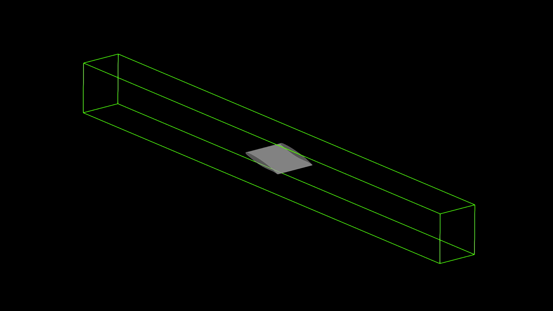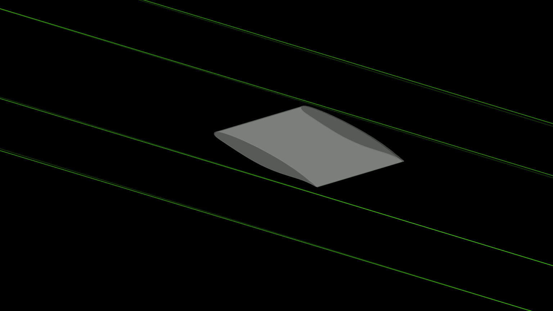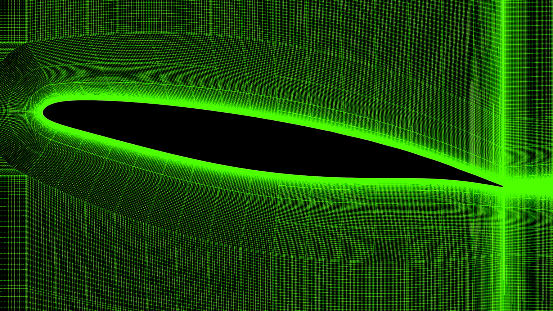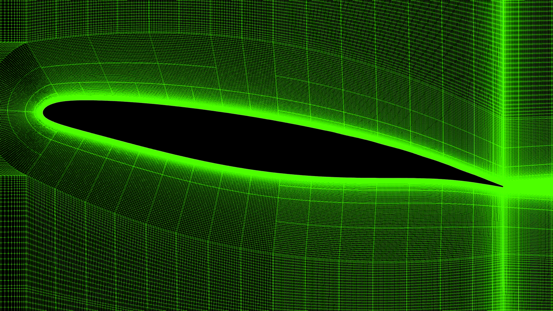The Navier-Stokes equations are resolved numerically by discretizing the computational domain into a large number of cells, creating a multi-block grid. Now we can observe a 2D slice of this grid, which is homogeneous in the span direction. The total number of elements is approximately 300,000 elements for the 2D simulations and 10 million elements for the 3D simulations. Before introducing any design modification, it is essential to understand the reference flow physics.